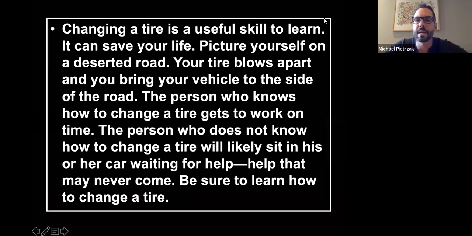Here's an example of a bad sentence. Changing a tire is a useful skill to learn. True, right? It can save your life. Period. Picture yourself on a deserted road. Period. Your tire blows apart and you bring your vehicle to the side of the road. The person who knows how to change a tire gets to work on time. The person who does not know how to change a tire will likely sit in his or her car waiting for help that may never come. Be sure to learn how to change a tire, right?